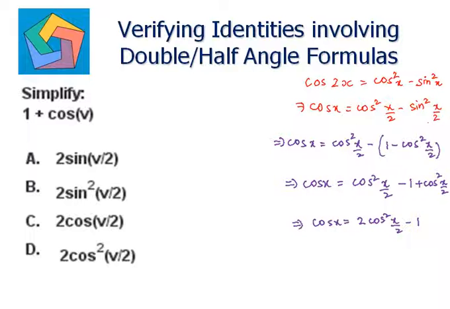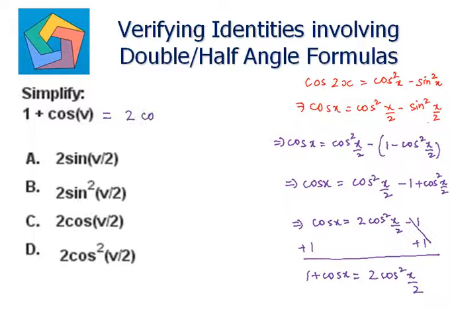Now I need 1 plus cos v, so let's add 1 to both sides. Negative 1 plus 1 strikes out on the right hand side. I have 1 plus cos x is equal to 2 cos square x by 2. Or since the variable is a dummy, we can say 1 plus cos v is equal to 2 cos square v by 2. So, which is the answer in the D part?